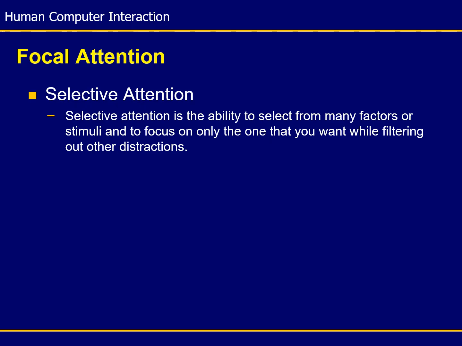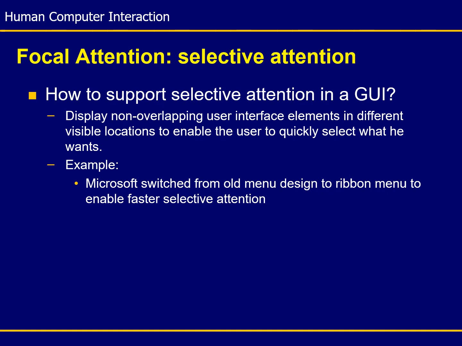Now there is another type of attention called selective attention. Selective attention is the ability to select from many factors or user interface stimuli and to focus on only the one that you want while filtering out other distractions. Okay? So selective attention means you're going to select among a set of displayed items. And the question is which one you select. When you're actually trying to select, you're doing selective attention. Okay, so it's different from sustained because you have a number of options in front of you.